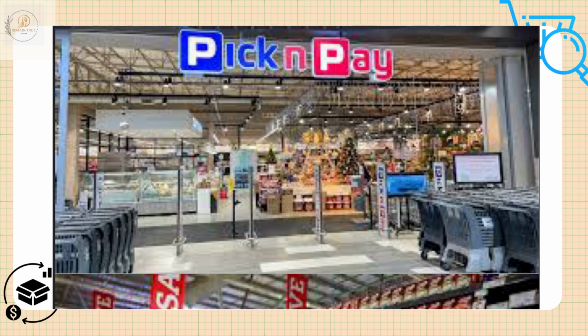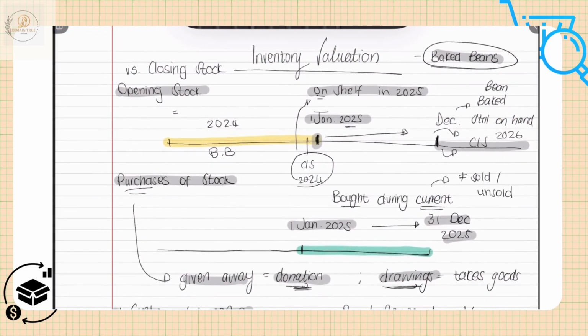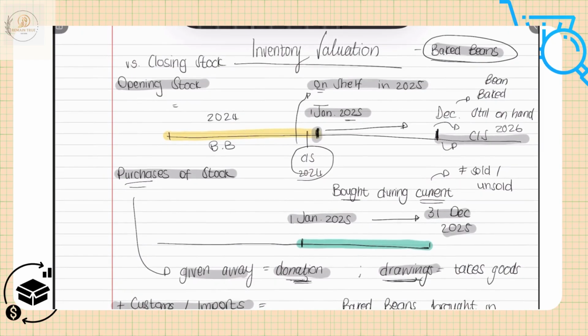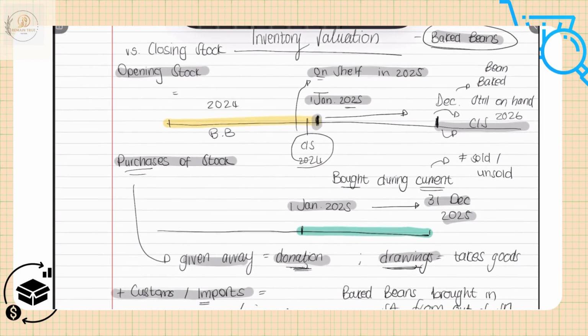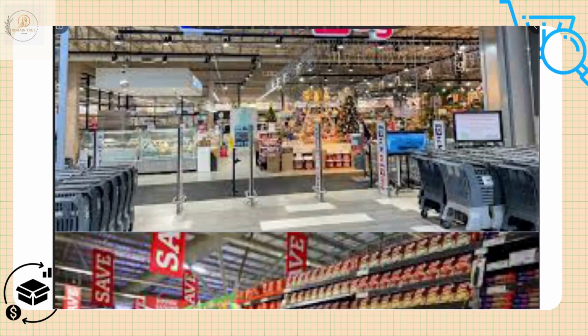In our last video, we used Pick n Pay as an example because we like to use real-day examples in our illustration. We asked, how does Pick n Pay value its inventory on the shelf? How do they know how much the goods on the shelf are actually worth? We touched on key concepts such as opening stock, purchases, closing stock, as well as customs or imports duty. For the link to this video, please find it linked above.